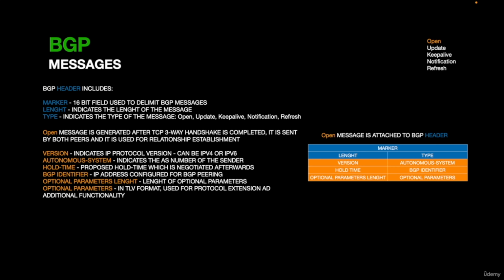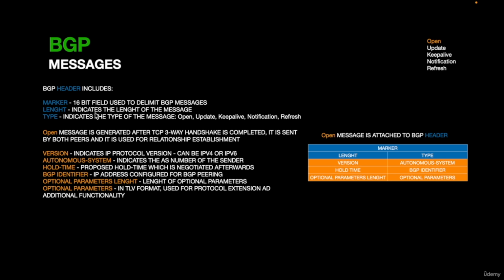Okay, so let's check the BGP messages. We can see that we can have open, update, keep alive, notification and the refresh message. On all BGP messages we'll have the BGP header, and this is how the BGP header looks like. We'll have the marker field, length and type.